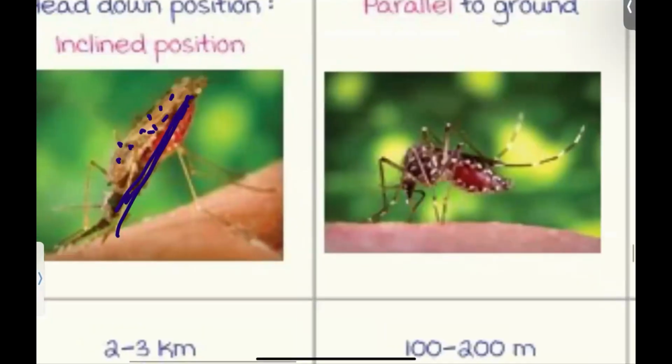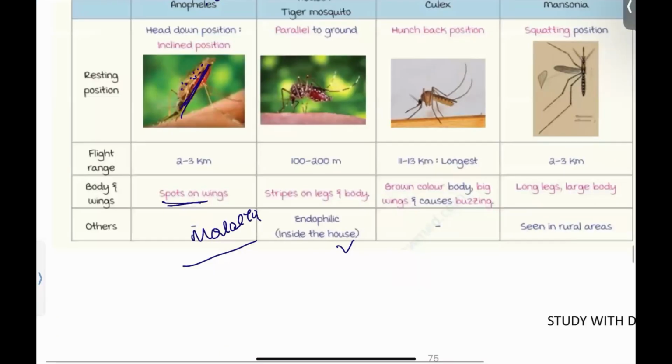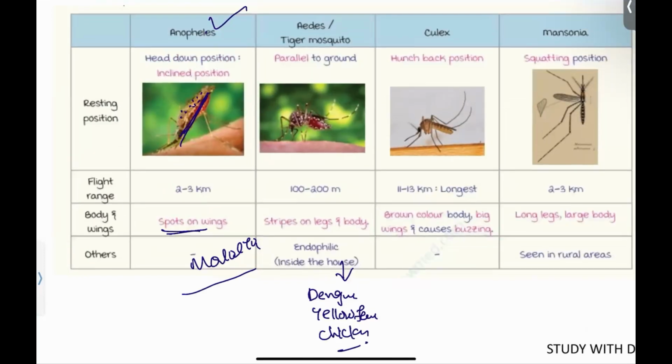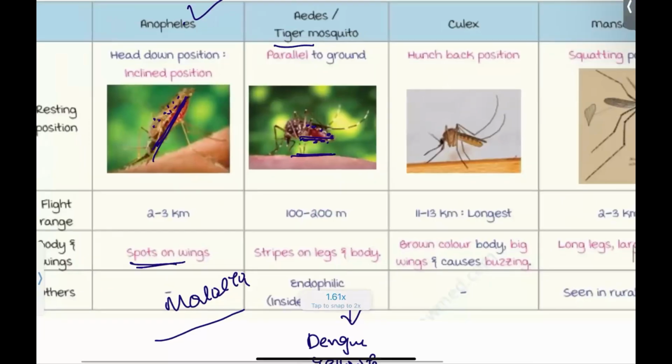Next one, Aedes mosquito or the tiger mosquito. Commonly, what diseases will it cause? It will cause dengue, and also yellow fever and chikungunya. These all are caused by the Aedes mosquito. And what are the features? In the Aedes mosquito, it is called the tiger mosquito because of stripes. These stripes are seen on the body and the legs. And it is parallel to the ground. Okay, parallel to the ground. This is the Aedes mosquito.